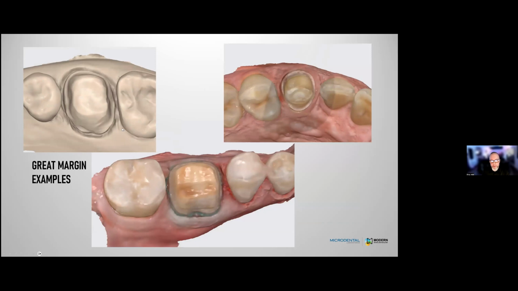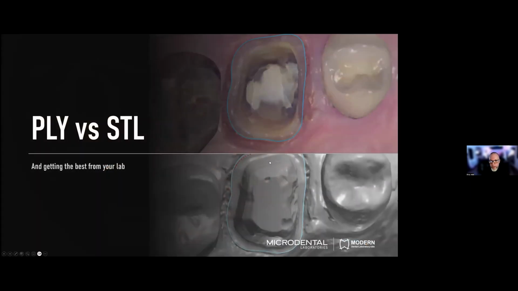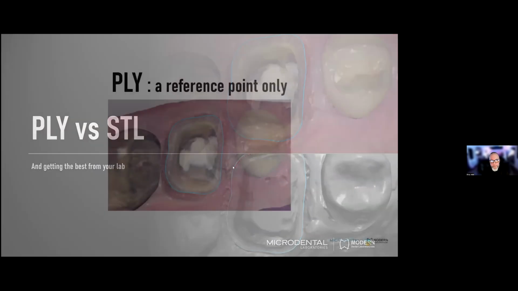Here's a few margin examples that are very good. This one here in the top left-hand corner, there is no question where the margin is. On the bottom two, those are both PLY. You can see that they're, of course, tissue color and tooth color, so you can see exactly where that ends. But in most scenarios, you're going to want to check between PLY and also the STL scan to make sure you can see that margin in STL format. You'll see exactly why right now.